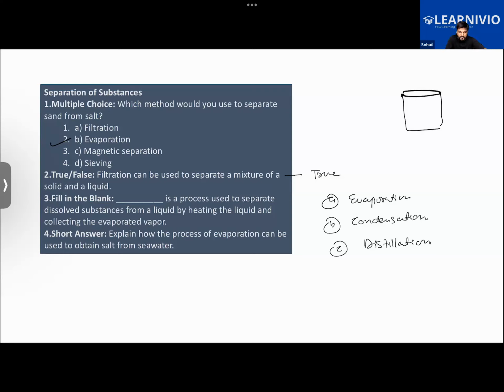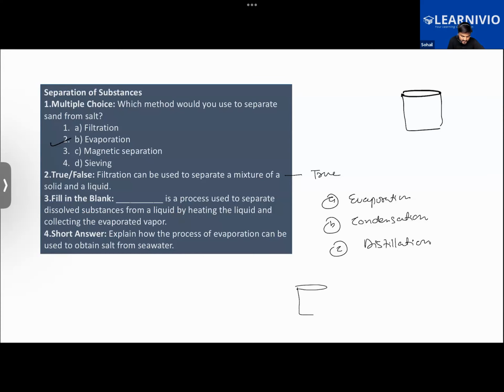Is it evaporation? No. Condensation? No. Distillation. Of course, if it's not option A and B, it's going to be C then. See, the question is that it's a process used to separate dissolved substance from a liquid by heating the liquid and collecting the evaporated vapor.